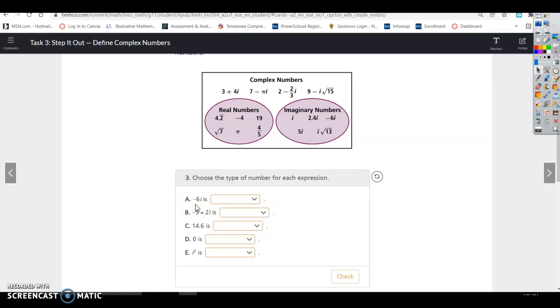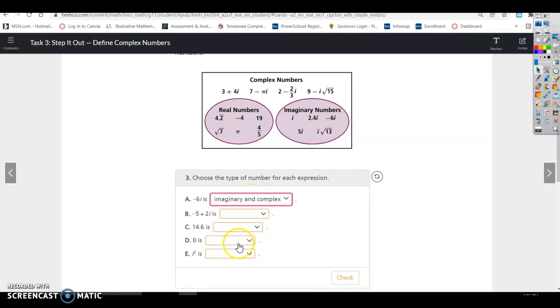All right, so it says choose the type of numbers for each expression. Negative 6i, that would be an imaginary, and imaginary fits in complex. So this would be imaginary and complex number. Negative 5 plus 2i, that's going to fit in just the complex number because it's negative 5 plus bi. A plus bi is just a complex number.